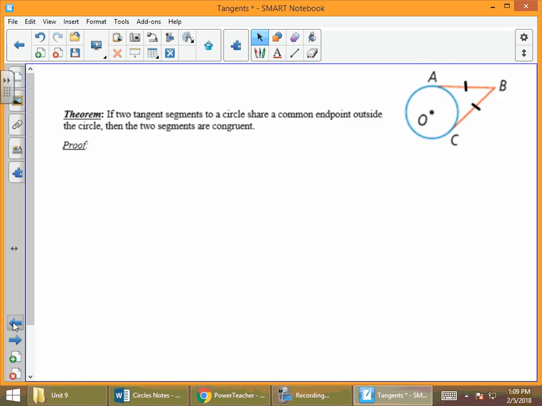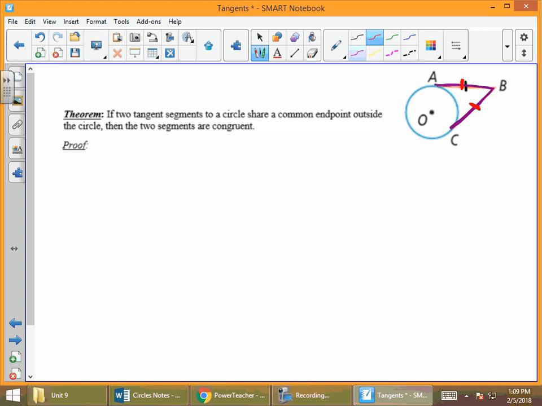Two tangents, so another theorem. If two tangent segments to a circle share a common endpoint outside the circle, then the two segments are congruent. So we take a look at this diagram. Segment AB and segment CB are both tangent to that circle, and they're both coming from the same point. Looks like an ice cream cone. That's how I like to think of it. If you have this ice cream cone type of shape, automatically we know that those two segments are the same.